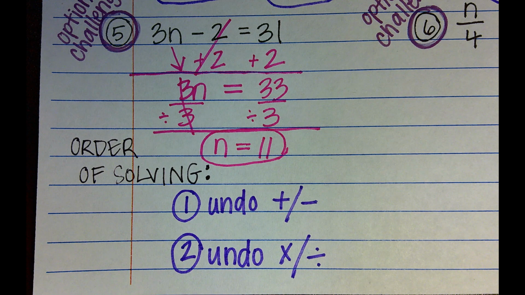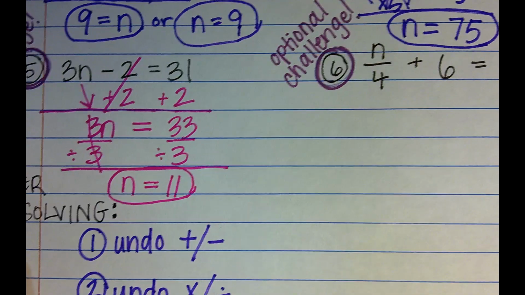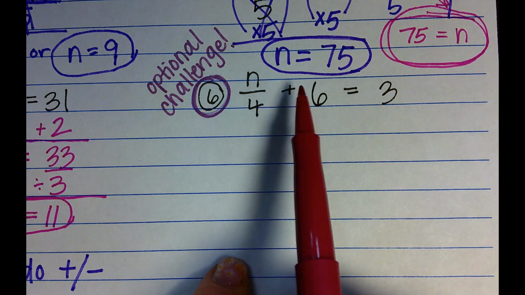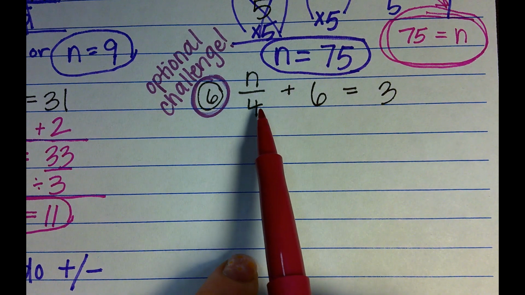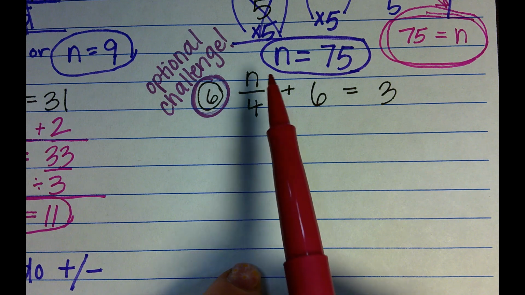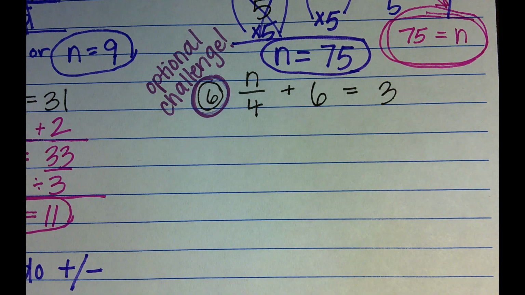Do we have any questions about number 5 before we try 6? Okay. So let's look at 6 now. I have n over 4. And what does that mean, n over 4? Divide. It really means n divided by 4, plus 6 equals 3.